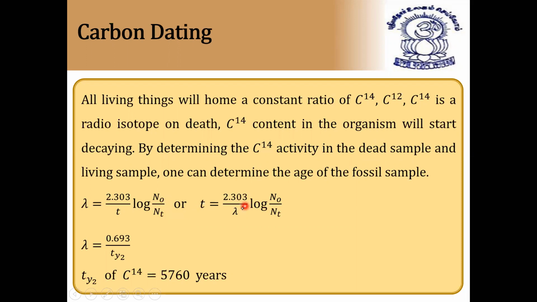So for example, lambda is equal to 2.303 by t log of N naught by Nt, or t is equal to 2.303 by lambda log of N naught by Nt, or lambda is equal to 0.693 by t half, where t half is represented as t by 2, that is the half-life of a radioactive substance.